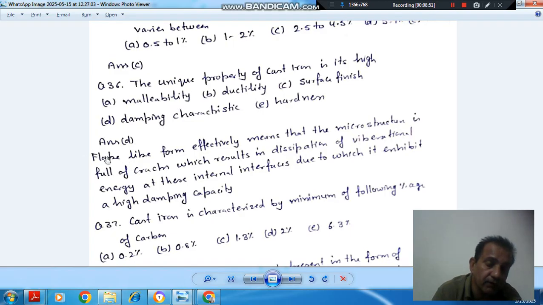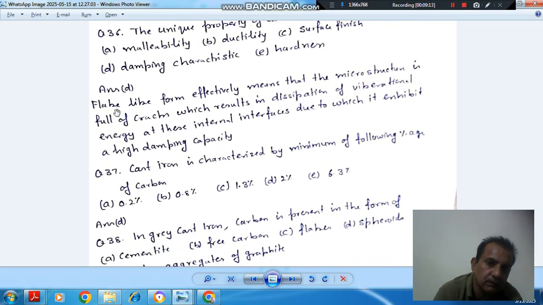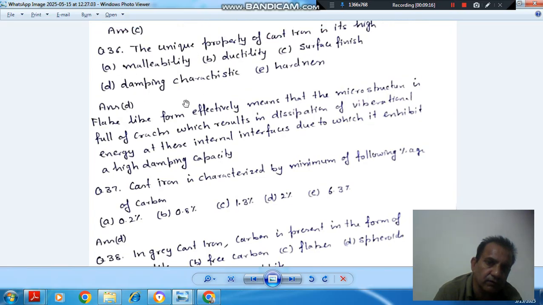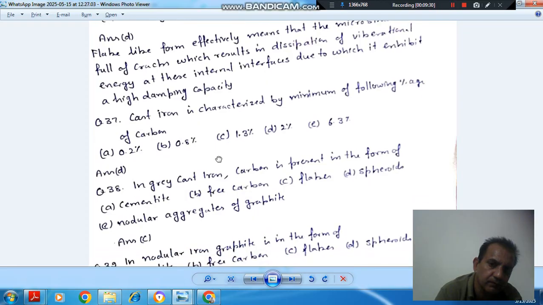So the unique property of cast iron is your damping characteristics. Why? Because graphite flakes are present. The microstructure is full of cracks because they are flakes, which result in dissipation of vibrational energy at these internal interfaces, due to which it exhibits high damping capacity. So answer is D. Next is, cast iron is characterized by minimum of following percentage of carbon. Option A 0.2%, option B 0.8%, option C 1.3%, option D 2%, option E 6.3%. So answer is D, 2%.